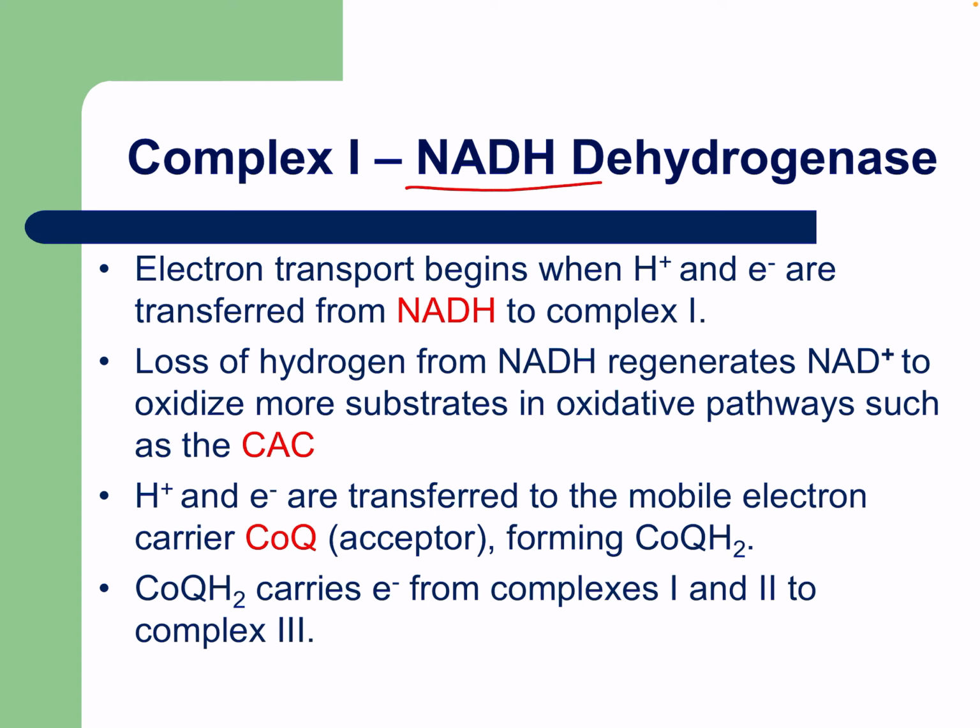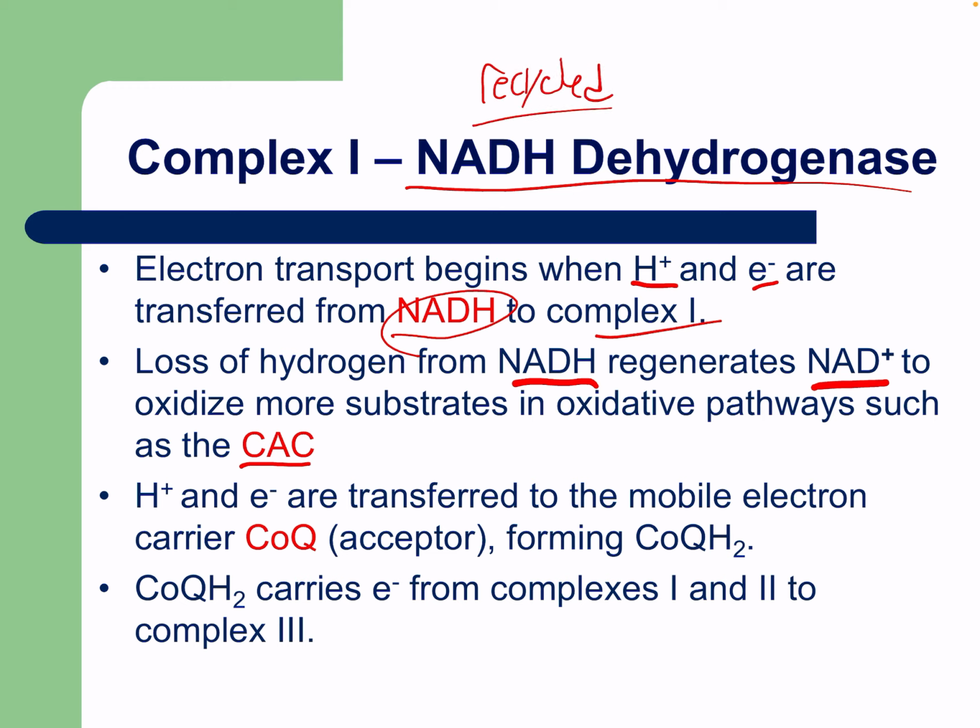So complex 1, NADH dehydrogenase. The electron transport chain begins with hydrogen ions and electrons being transferred from NADH to complex 1. The loss of hydrogen from NADH regenerates NAD plus to oxidize more substrates in oxidative pathways such as the citric acid cycle. So as I said, all these products are recycled. Hydrogen ions and electrons are transferred to the mobile electron carrier, coenzyme Q, which is an acceptor, forming coenzyme QH2. Coenzyme QH2 carries electrons from complexes 1 and 2 to complex 3.